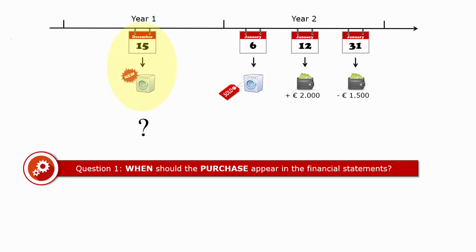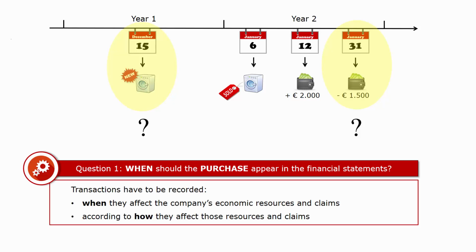The washing machines were acquired by the company in December, but paid for at the end of January. The question is, should the purchase appear in the company's financial statements in December or in January? A fundamental principle of accrual accounting tells us that transactions have to be recorded when they affect the company's economic resources and claims against these resources, and according to how they affect these resources and claims.